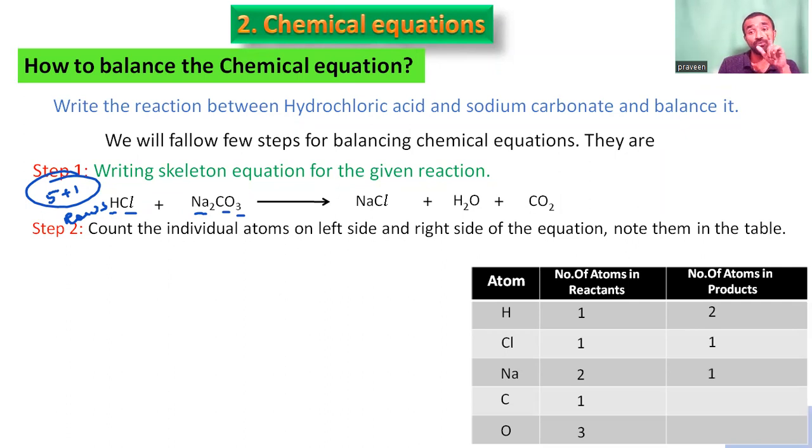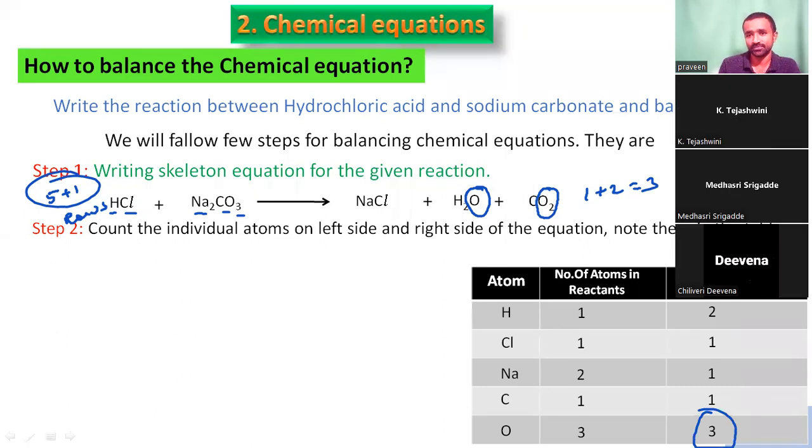Next, carbon. CO2. C, 1. O2, 2. Oxygen is repeated here, in H2O and CO2. So 1 plus 2 equal to 3. Here that 3 is written. Everyone got it? How to make your table easily?